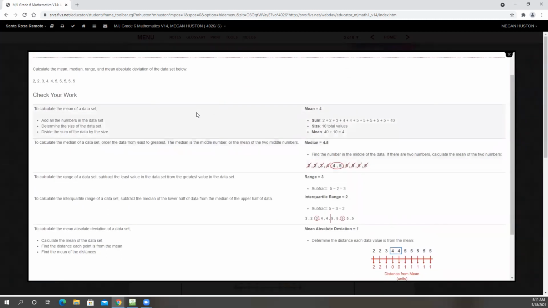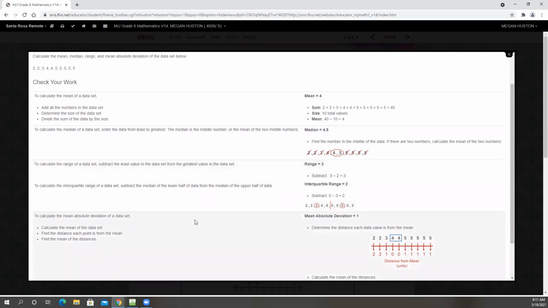But remember mean: you add up all your numbers and divide by how many numbers are in your list. Median: order them from least to greatest, cross off left, right, until there's 1 in the middle. If there are 2 in the middle, add them together and divide by 2. Range: you take your maximum minus your minimum, so your biggest number minus your smallest number.